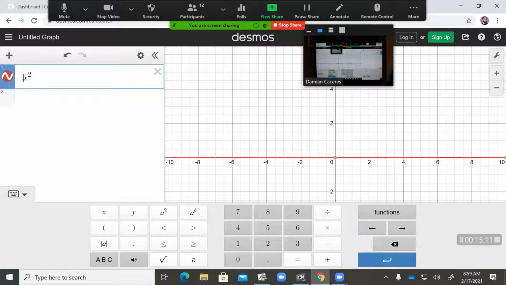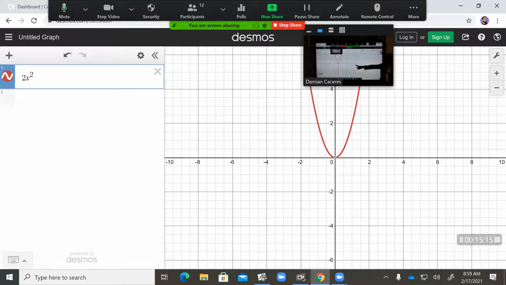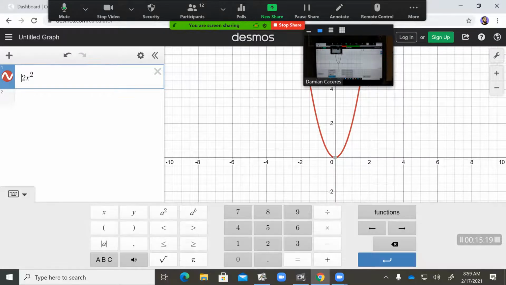The next thing is the negative a value. So if you have positive 2x squared, the graph opens up. But if I put a negative on that too, what happens to the graph? It opens down now. So those are the four things that change.